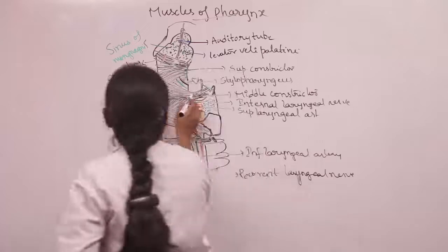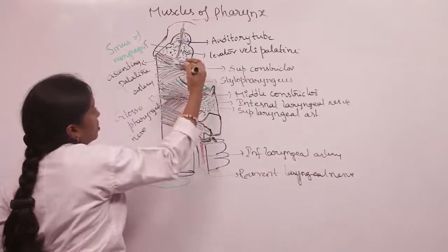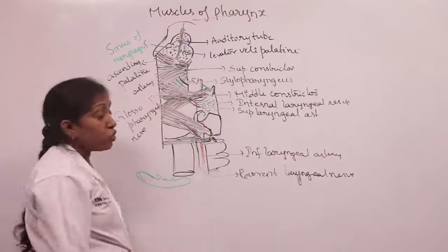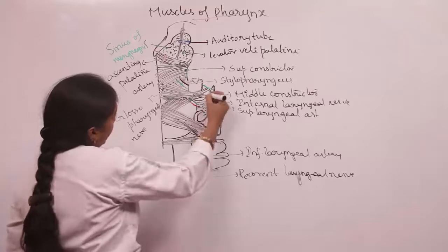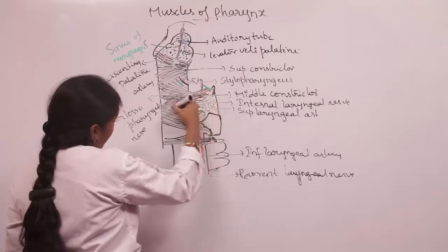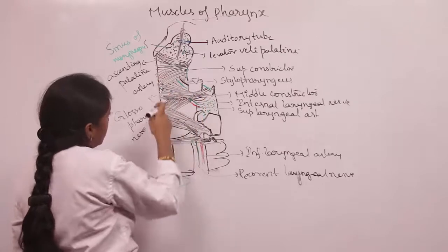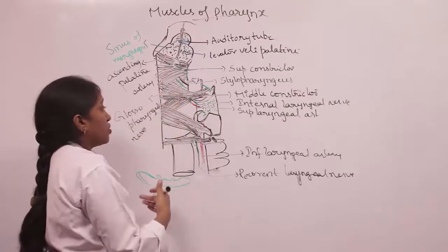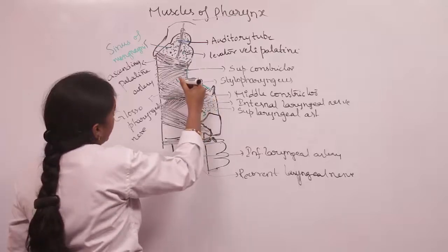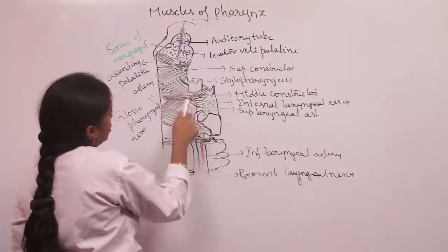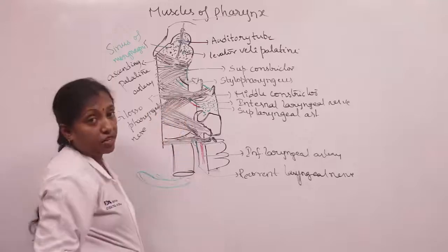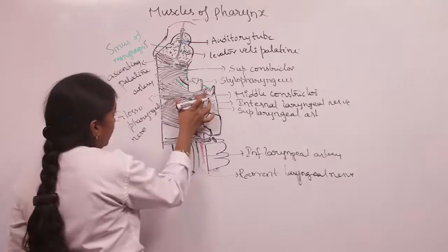Here the upper fibers of the inferior constrictor overlap the lower fibers of the middle constrictor. Coming to the lower fibers, they extend downwards and backwards, and they are also inserted to the median raphe like the superior constrictor. And here there exists a space between the superior constrictor muscle and the middle constrictor muscle. So that's about the middle constrictor muscle.